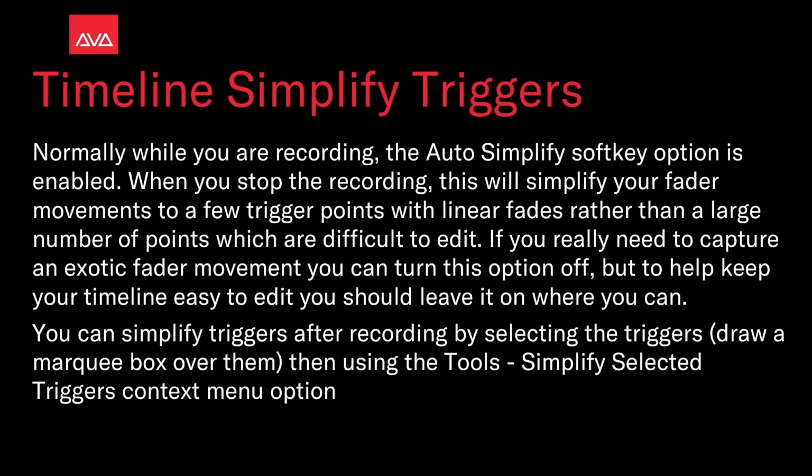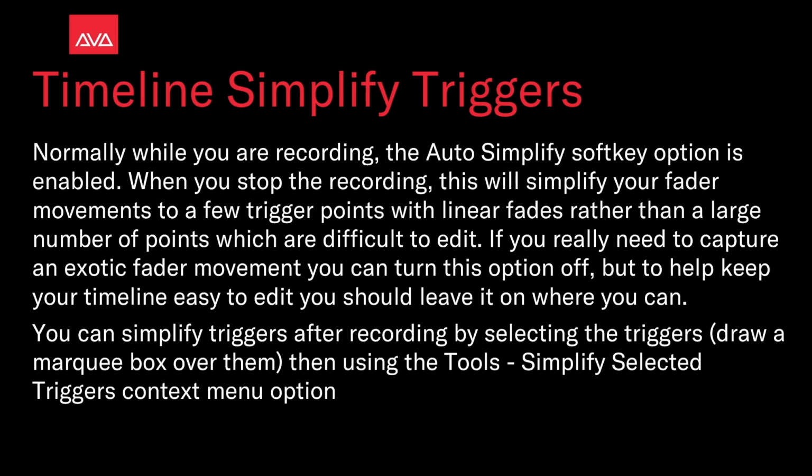Normally, while you are recording, the Auto Simplify soft key option is enabled. When you stop recording, this will simplify your fader movements to a few trigger points with linear fades rather than a large number of points, which are difficult to edit. If you really need to capture exotic fader movement, you can turn this option off, but to help keep your timeline easy to edit, you should leave it on where you can. You can simplify triggers after recording by selecting the triggers, draw a marquee box over them, and in the Tools menu, choose the Simplify Selected Triggers context menu option.